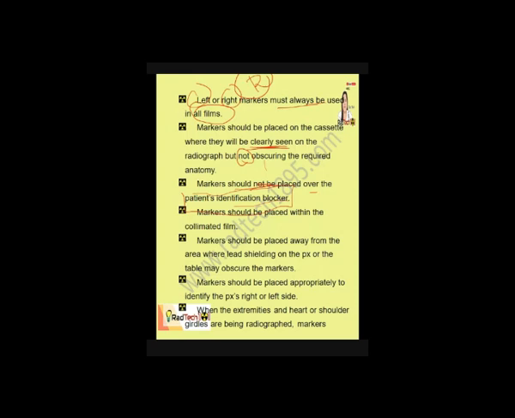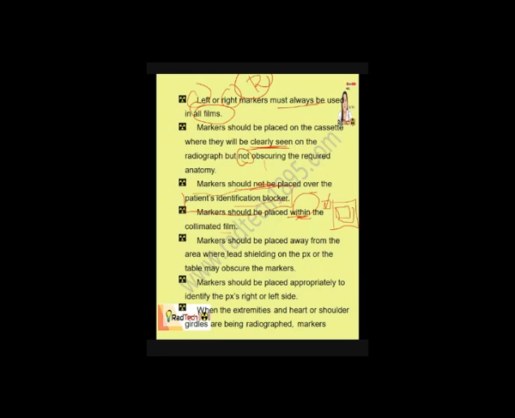Also, markers should be placed within the collimated film. So whatever part we expose, for example this is our collimated field, this is the only part we will x-ray, so the marker should be inside this part. Because if the marker is outside, after you expose and process, it will not be visible anymore. So it should be placed within the collimated film.